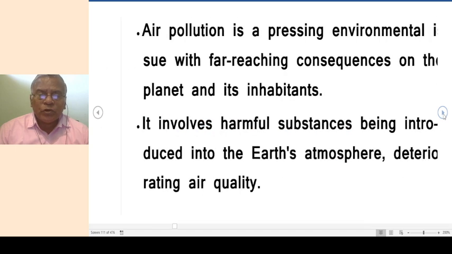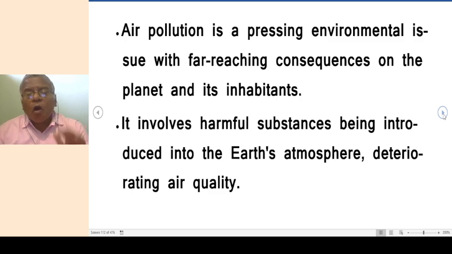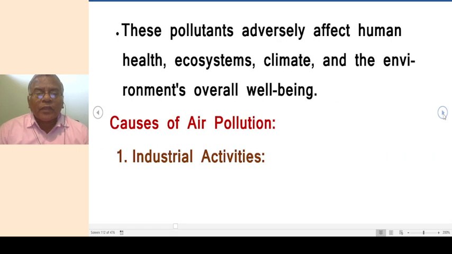First one, air pollution. Air pollution is a pressing environmental issue with far-reaching consequences on the planet and its inhabitants. It involves harmful substances being introduced into the Earth's atmosphere, decaying air quality. These pollutants adversely affect human health, ecosystems, climate, and the environment's overall well-being. What are the causes of air pollution?